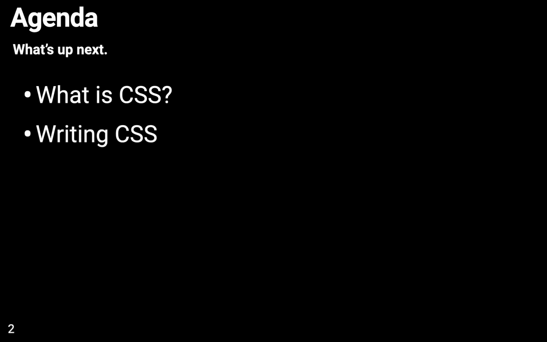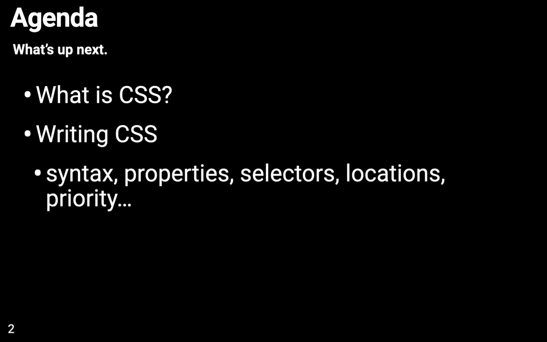What's coming? We have basically what is CSS, as I like to do. We sort of define what this language is about, and what its origins are in a way. Then writing CSS, and that's got a lot of subcategories. We're going to talk about syntax for writing CSS, what properties are available, what selectors are, where to write it, how priority works, all that kind of stuff. So lots to get through.